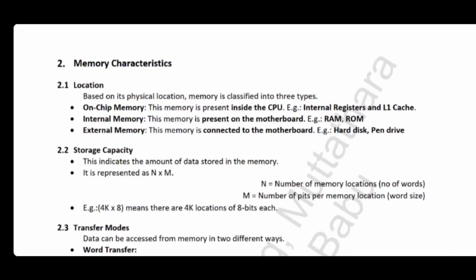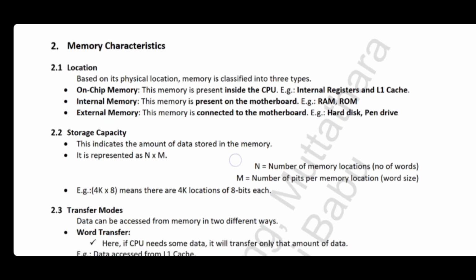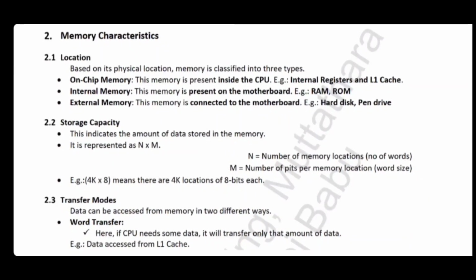Today we are discussing different memory characteristics. There are 10 characteristics of memory. The first one is location. Based on its physical location, memory is classified into three: on-chip memory, internal memory and external memory.